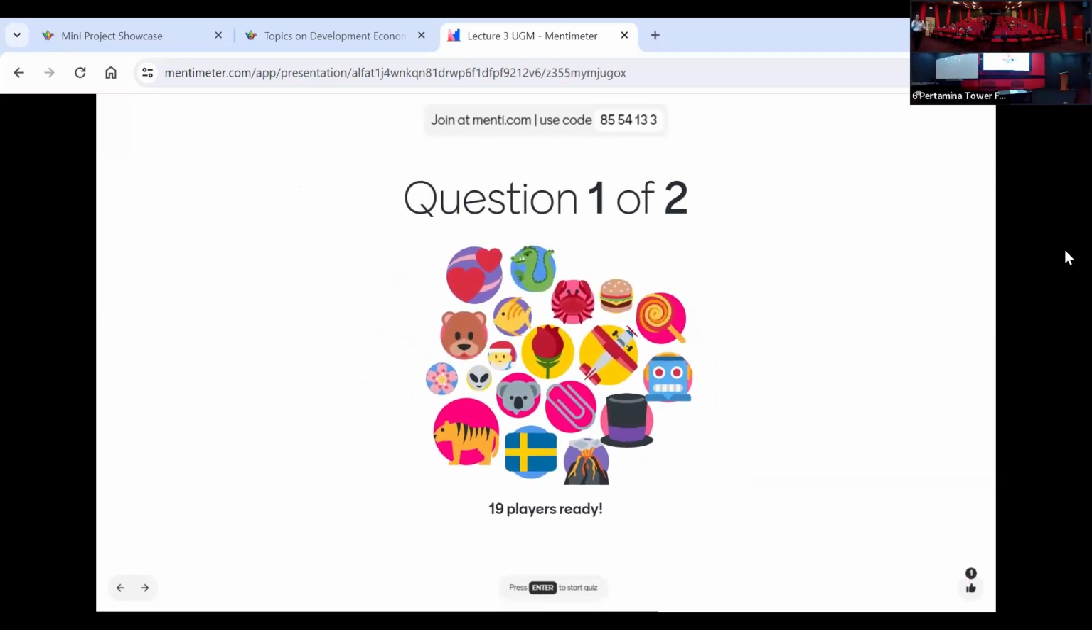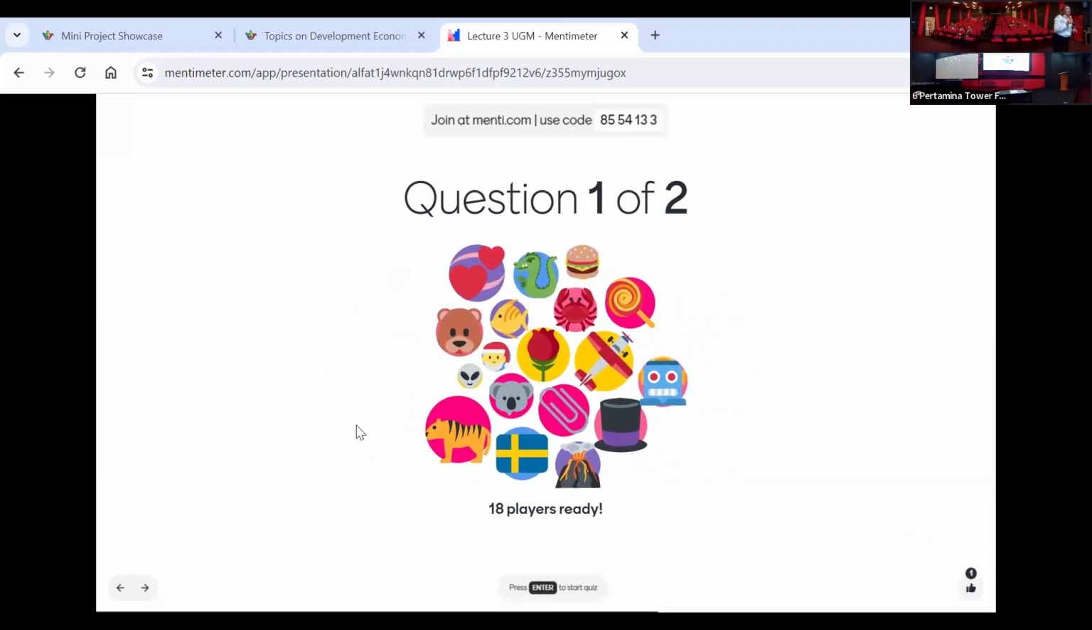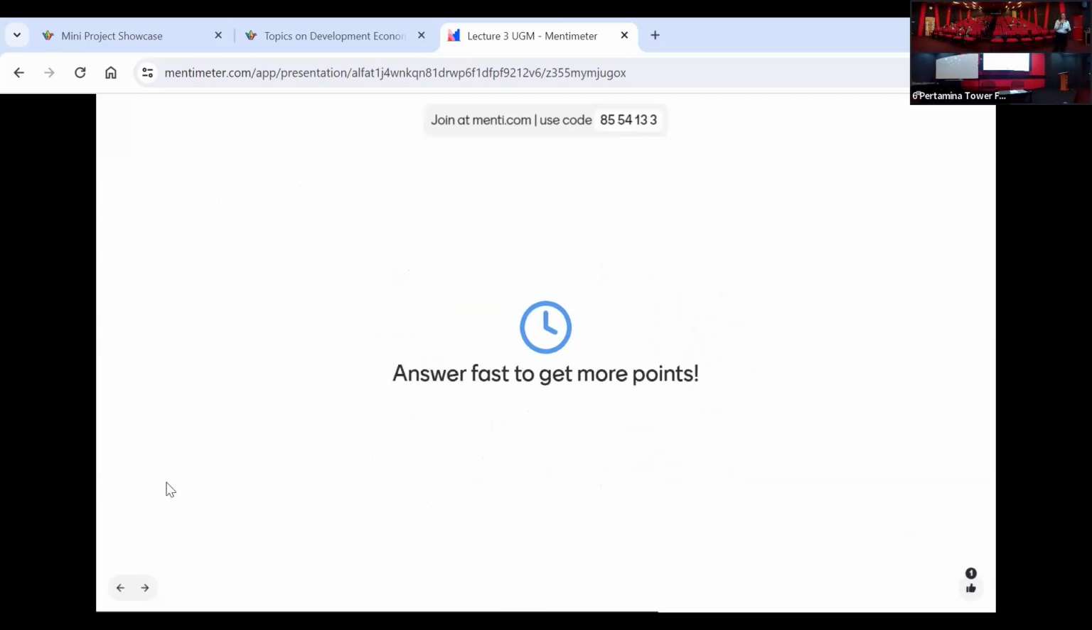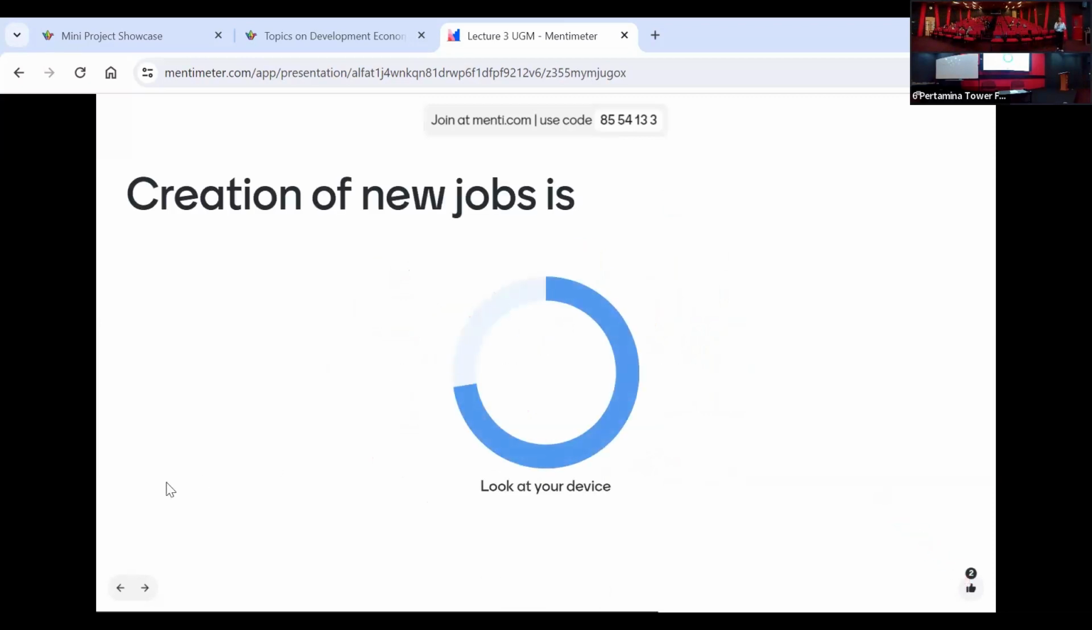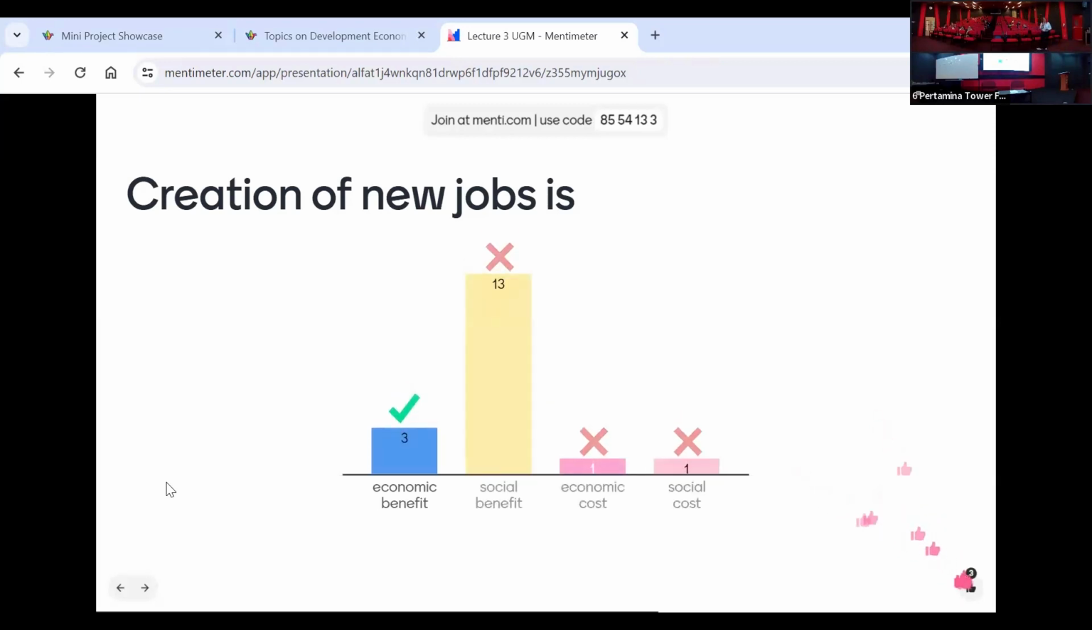Choose one of two. Are you ready? Creation of new jobs. Is it an economic benefit, a social benefit, an economic cost, or a social cost? Don't guess, okay? Try to think. Excellent. So it's an economic benefit.